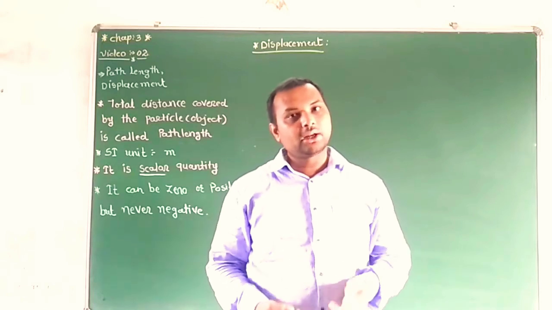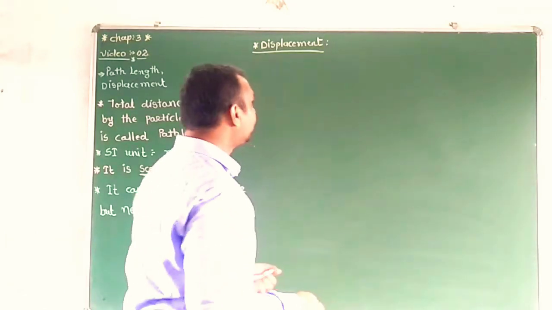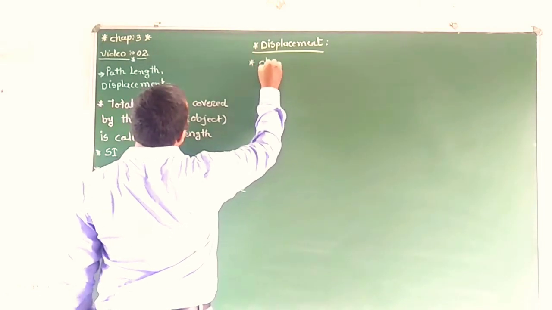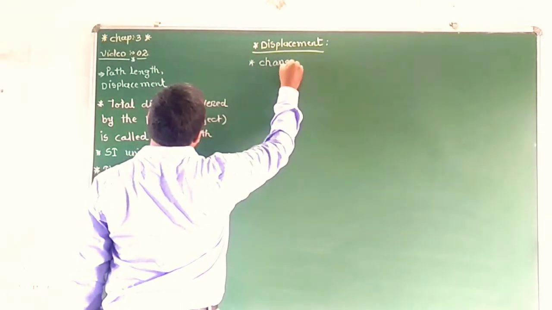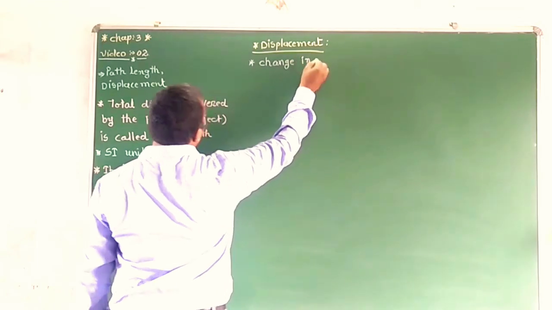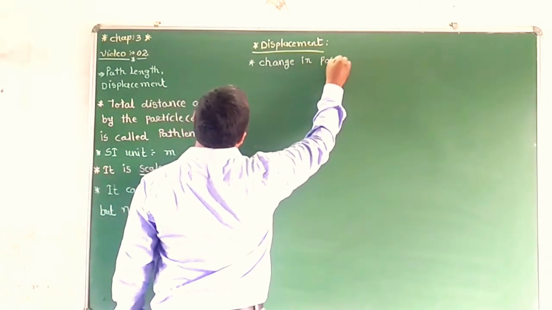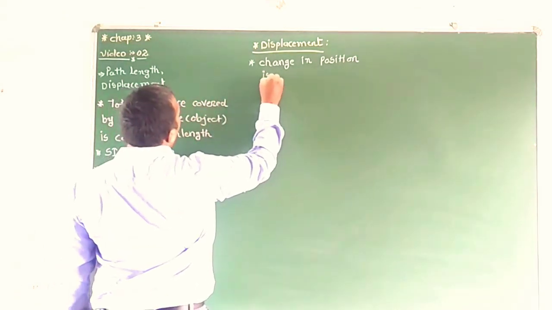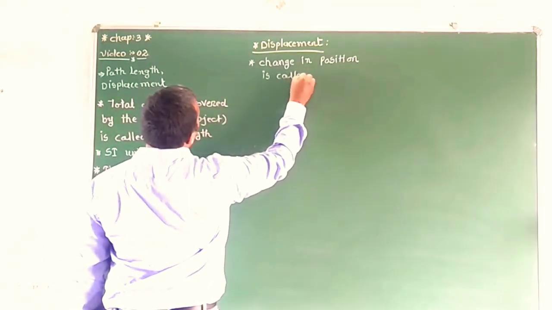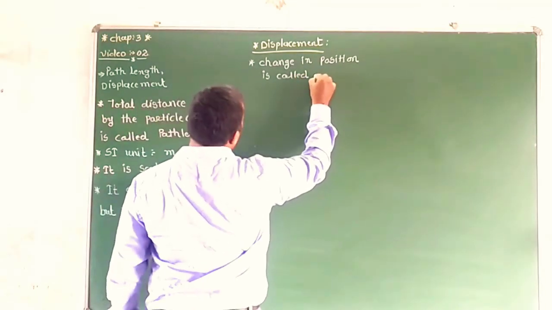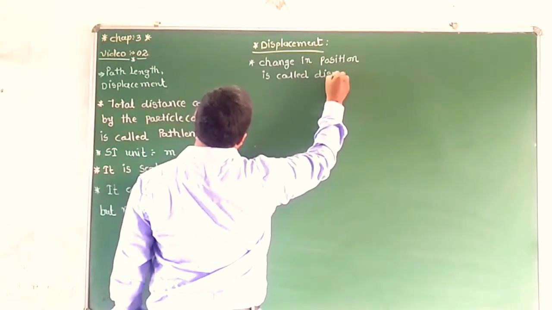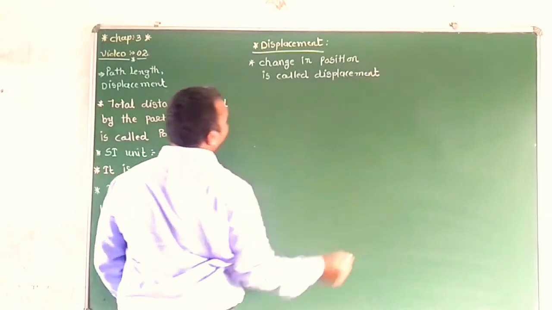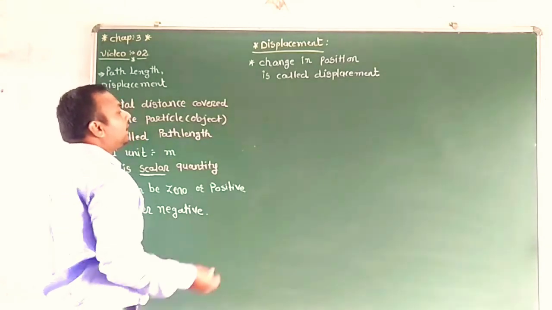Okay, by the formula, right? So first we are writing the definition. So definition is change in position is called displacement. Okay, formula.